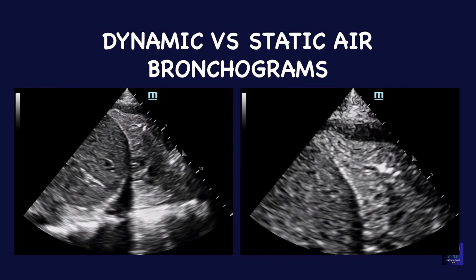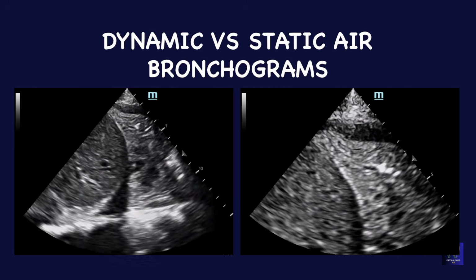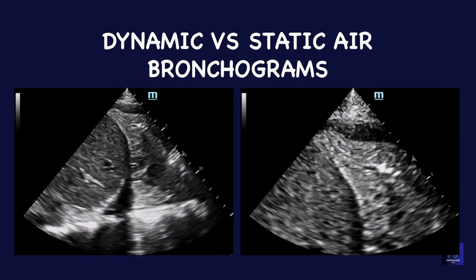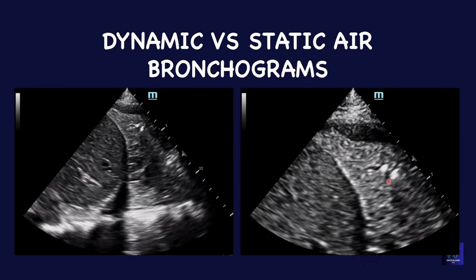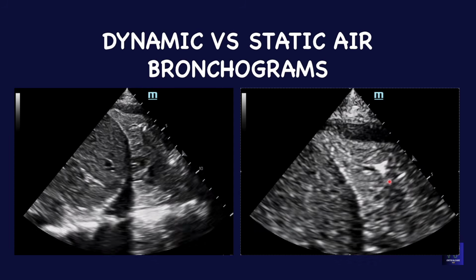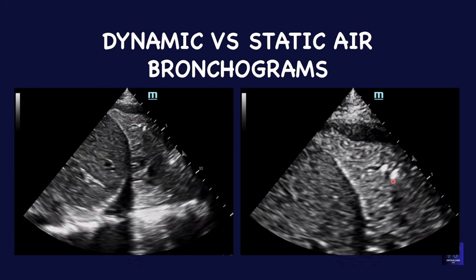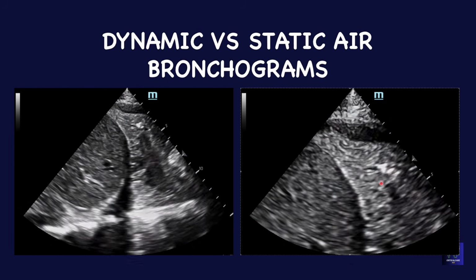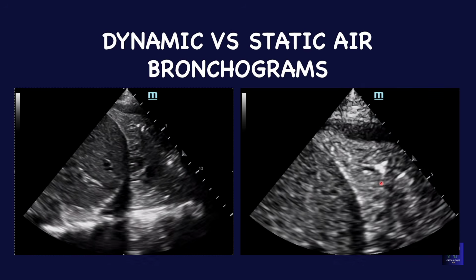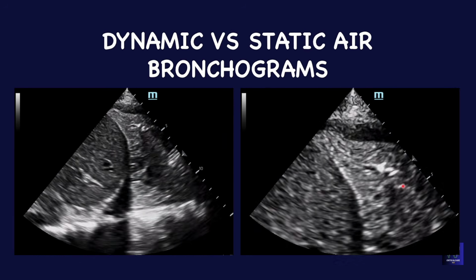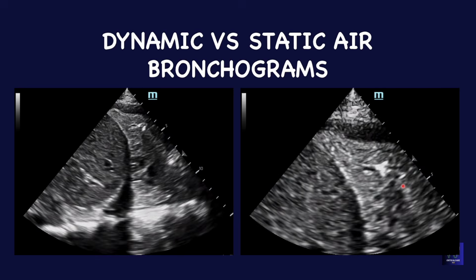There are two types of air bronchograms: static air bronchograms, which do not move with respiration, and dynamic air bronchograms, which move during respiration. Let's look at an example of dynamic air bronchograms. Here is a zoomed in view. See how these bright white dots are moving in and out with each breath. Dynamic air bronchograms are actually considered specific for diagnosis of pneumonia.